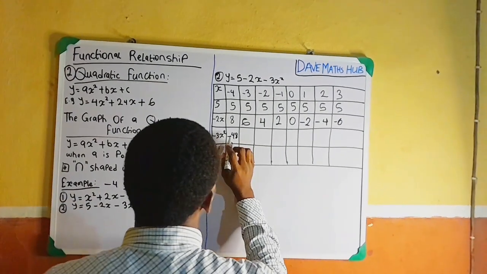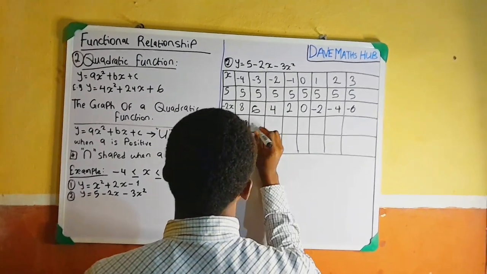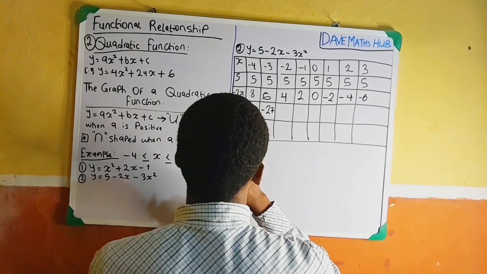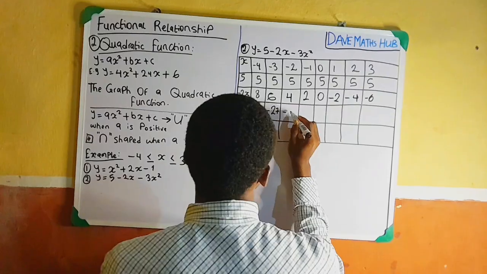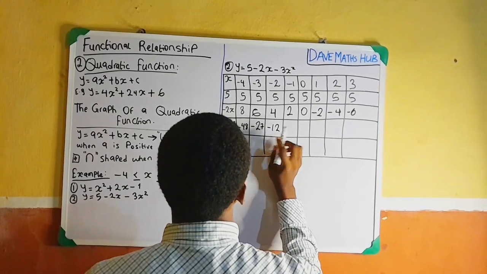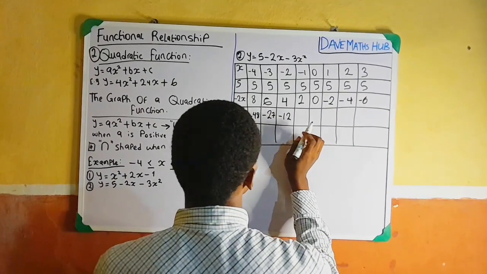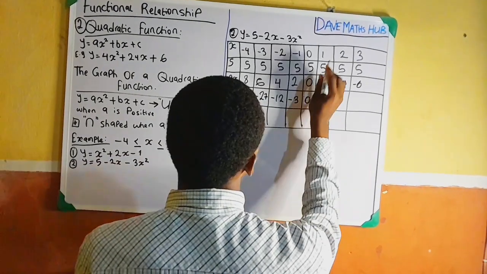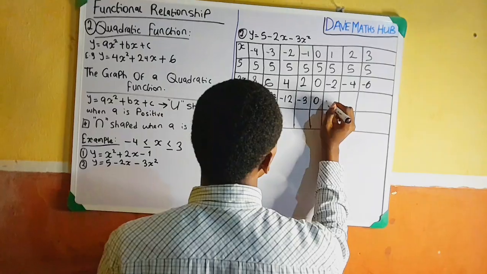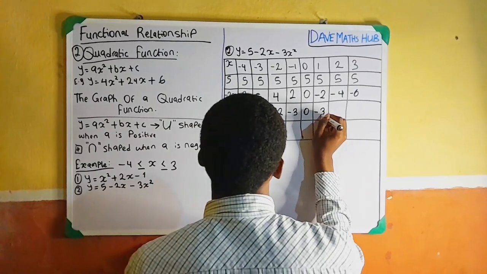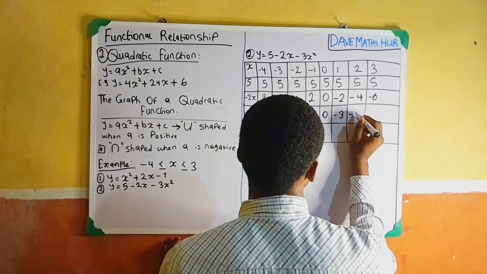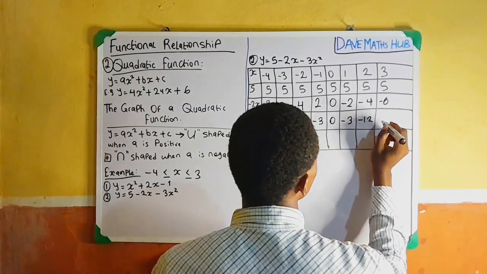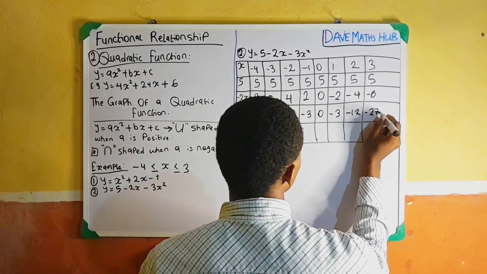Then minus 3 squared is 9. 9 times 3, minus 27. Minus 2 squared is 4. 4 times 3, minus 12. Minus 1 squared is 1. 1 times 3, minus 3. Then this is 0. 1 squared is 1. 1 times minus 3, minus 3. 2 squared is 4. 4 times minus 3, minus 12. 3 squared is 9. 9 times minus 3, minus 27.